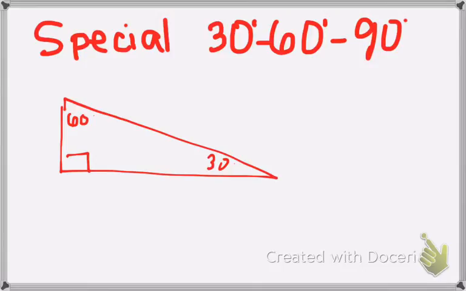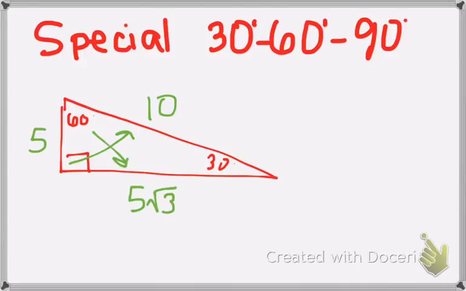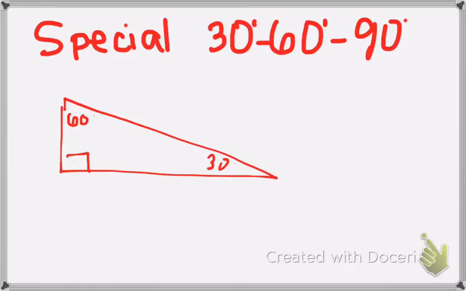Let's do another one. If the smallest side is 5, what's the hypotenuse? 10. Good. If the smallest side is 5, what's the medium size? 5 root 3. Okay. Now let's say I gave you the hypotenuse first. Let's say I said the hypotenuse was 10. Hopefully y'all remember that meant the smallest side had to be 5. And once you find the smallest side, then you can find the medium side.